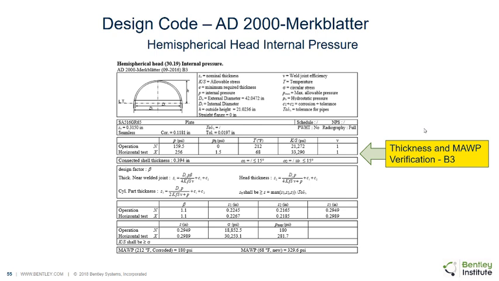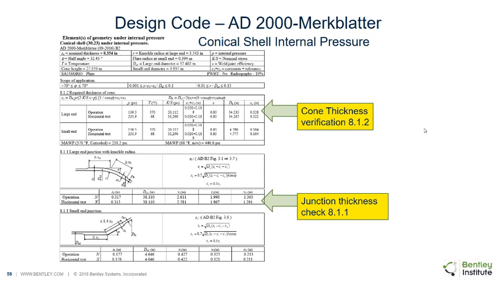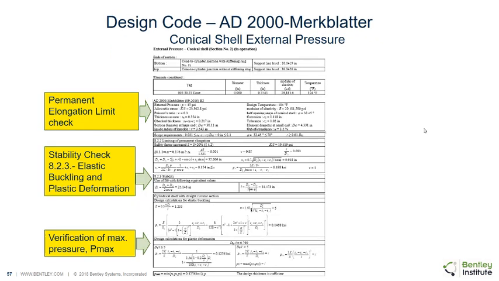Thickness verification and MAWP calculations are done as per part B3. The conical shell internal pressure calculations include cone thickness verifications as per 8.1.2, subsequently using 8.1.1 to check the thickness of the large and small end junctions during operational and horizontal test conditions. The conical shell external pressure calculations consist of permanent elongation limit check as per 8.2.2, stability check using 8.2.3 by elastic buckling and plastic deformation analysis, and finally verification of max pressure.